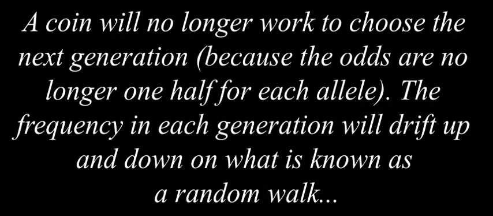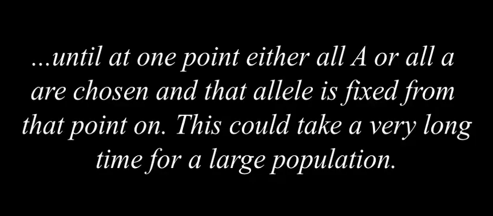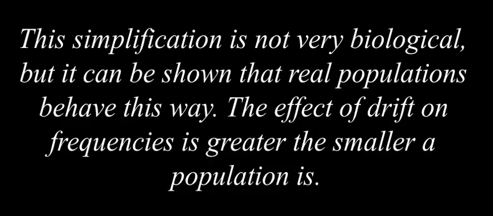The frequency in each generation will drift up and down on what is known as a random walk until at one point either all capital A or all lowercase a are chosen, and that allele is fixed from that point on. This could take a very long time for a large population. This simplification is not very biological, but it can be shown that real populations behave this way.